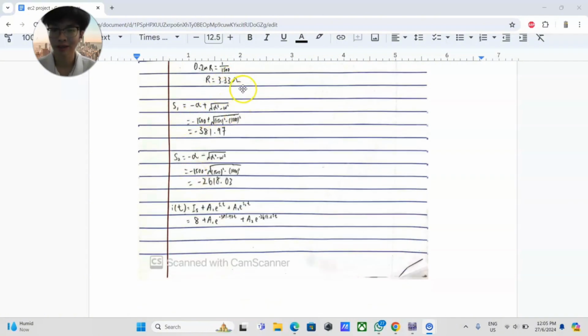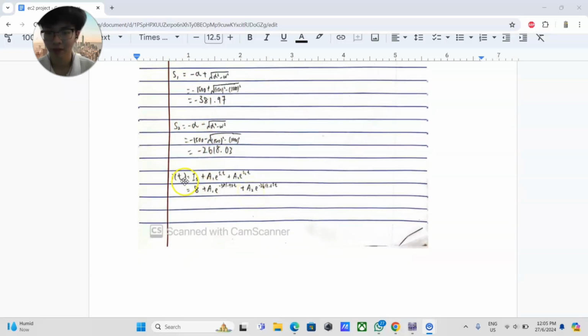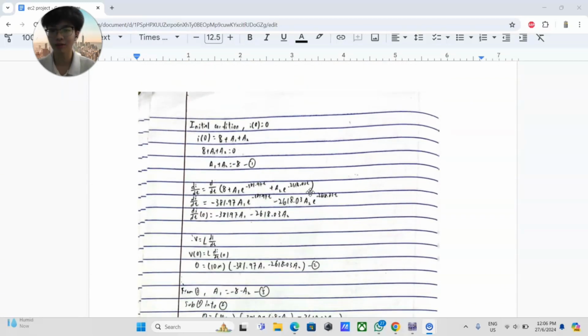After we substitute the values of alpha and W that we assumed, we get negative 381.97 for S1 and negative 2618.03 for S2. Then iL(t) is equal to IS plus A1 e^(S1 t) plus A2 e^(S2 t), which becomes 8 plus A1 e^(-381.97t) plus A2 e^(-2618.03t). We know the initial condition i(0) is equal to 0, so we need to find A1 and A2.